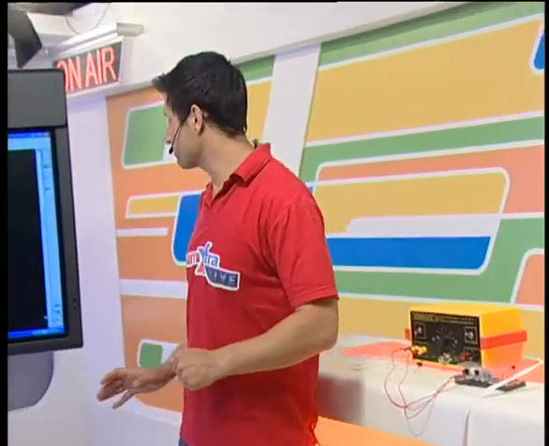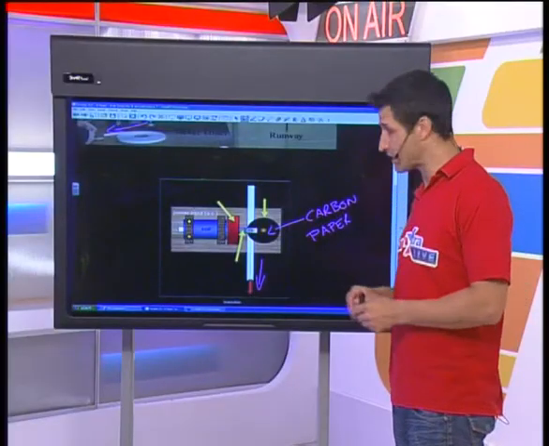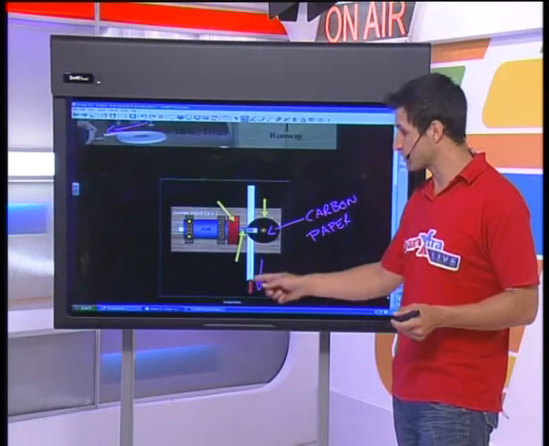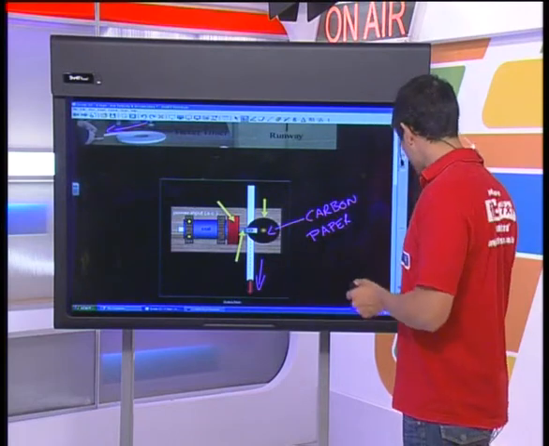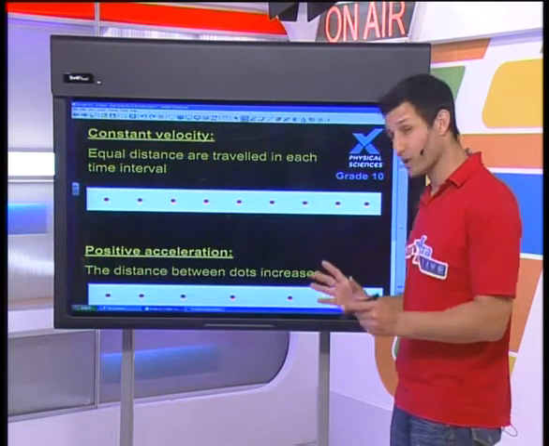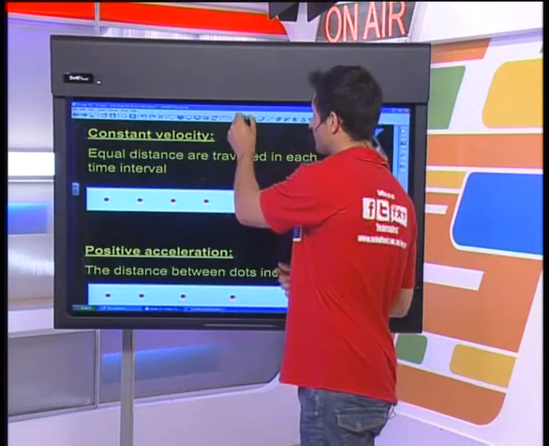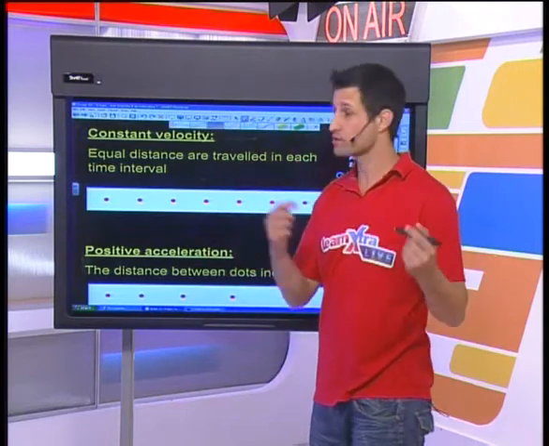What I've got on the board here is just a diagram. Once again, I showed this to you just before we went away: I've got my carbon paper which drew my line of dots. So let's take a look at what these dots actually mean. Remember the time interval over here. Let's try to figure out what it means from dot to dot.